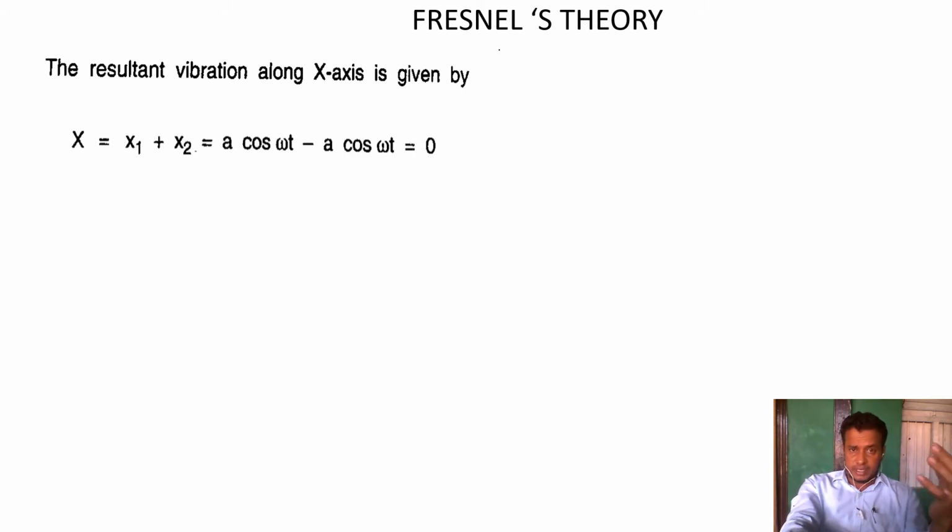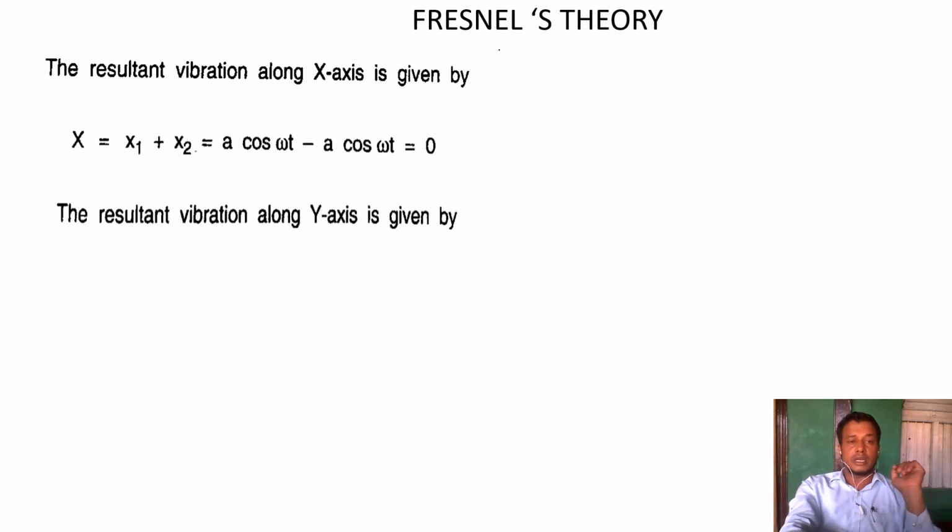First calculate for the x-axis, that is the resultant motion capital X is equal to x1 plus x2, the sum of these two. A cos omega t is x1, minus A cos omega t is x2. When you add these, it gives 0. There is no resultant motion.